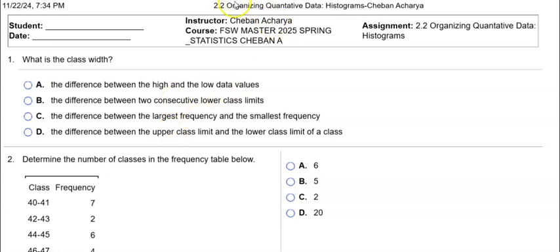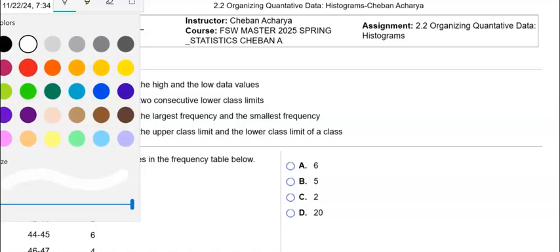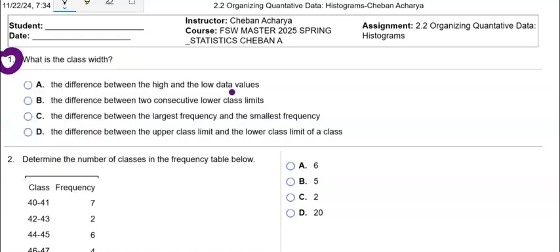In this video, I will do the MyLab homework from section 2.2, organizing quantitative data and histogram. First question is about the definition. What is the class width? That's the question. What's the class width? So the class width is the difference between two consecutive lower class limits.